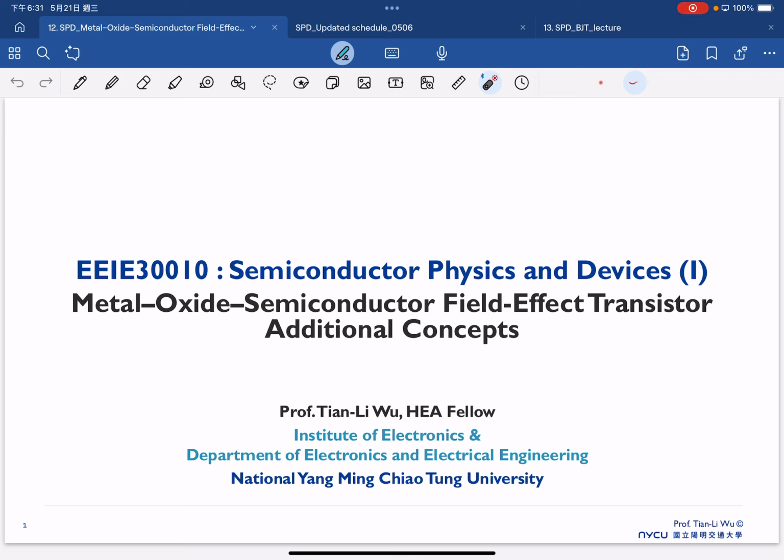So for sure, for the advanced MOSFET, actually we are suffering many issues. So today we will also focus on some additional concepts. And these concepts are some of the issues for the MOSFET that we are still facing now, and probably getting worse in current transistor technology. So today we will talk about the additional concepts for the MOS field effect transistor.